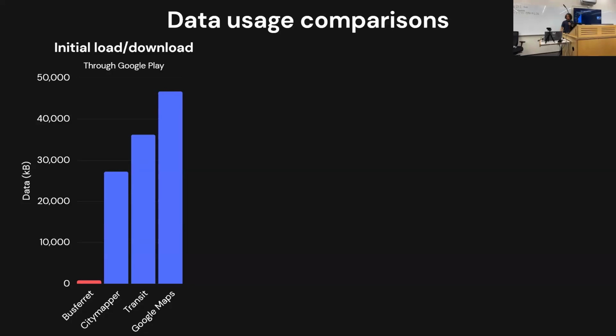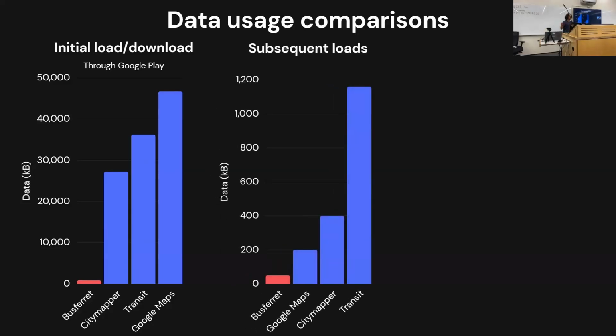I don't really know if this is actually a super useful metric, though, because most of the time you're downloading the app over Wi-Fi or something, and then later when you go out, then you're actually using it. But just to open the app itself, it does have to get data from the servers just to load the basic information that it needs for you. And even then, this is just opening the app itself. Google Maps takes the second least amount of data, but it's still about 4 times more than Busferret.